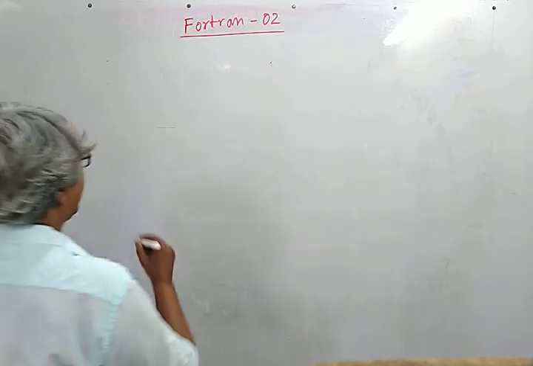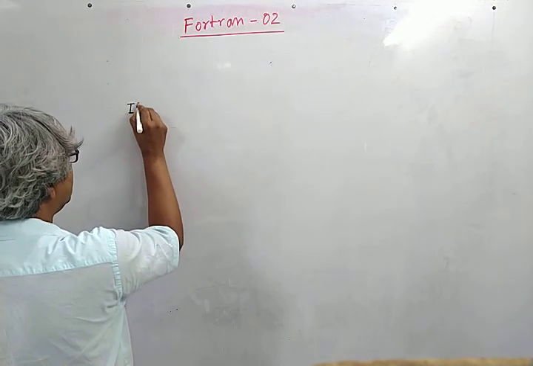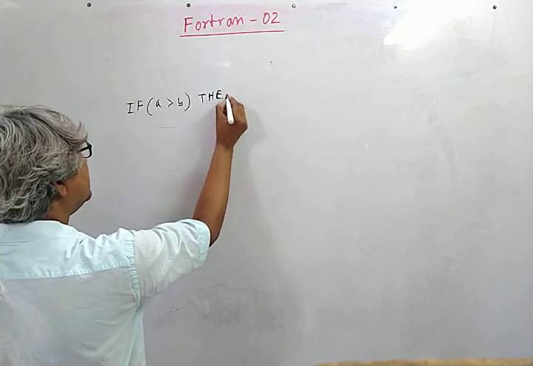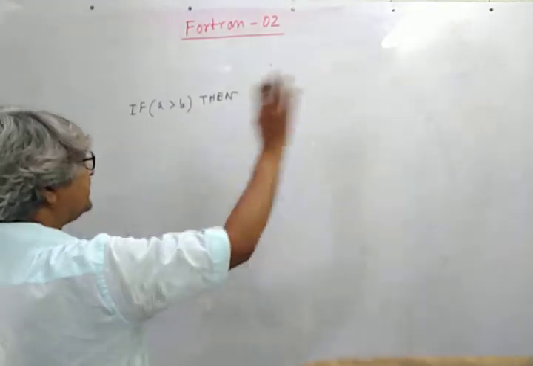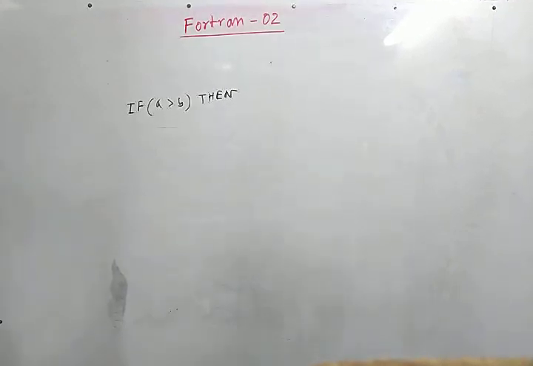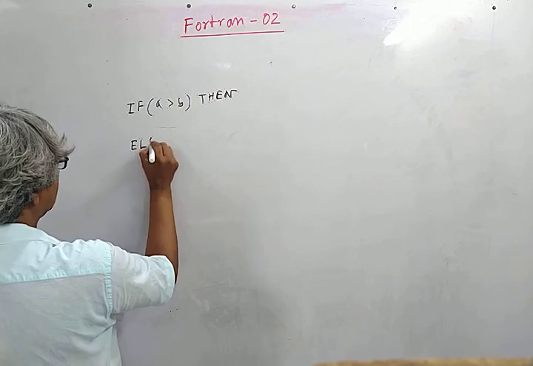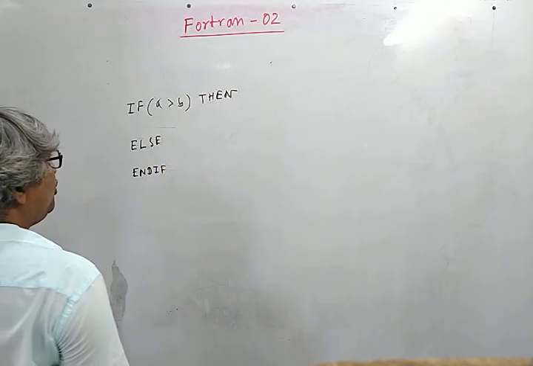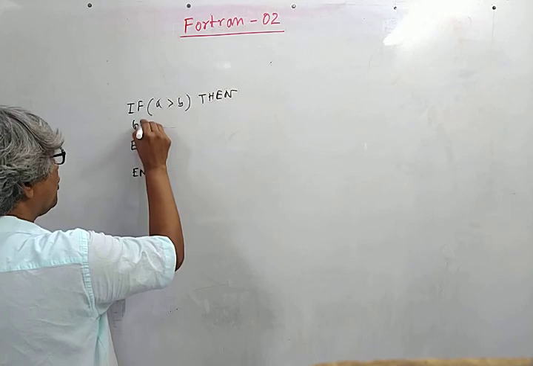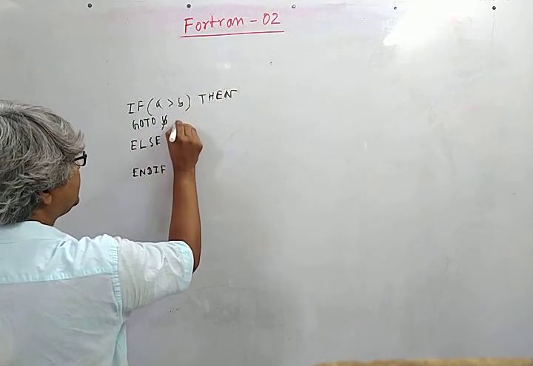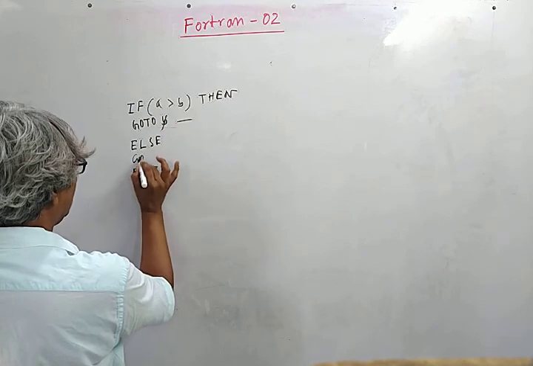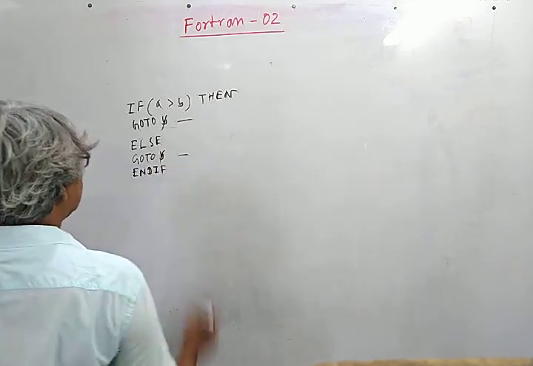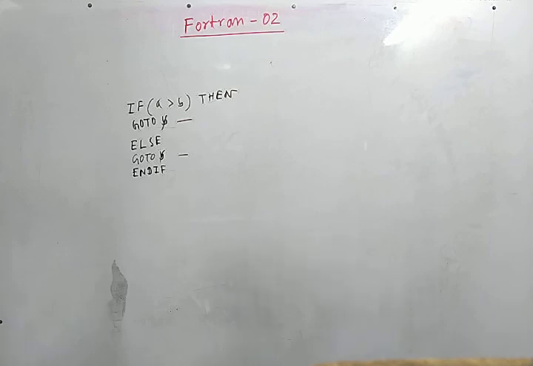So these controls are needed. Sometimes you ask a question, if A greater than B, then one says to go somewhere, and else, we may ask it to go to some integer number, and here we can also say go to some other integer number. These integer numbers are called the statement numbers.